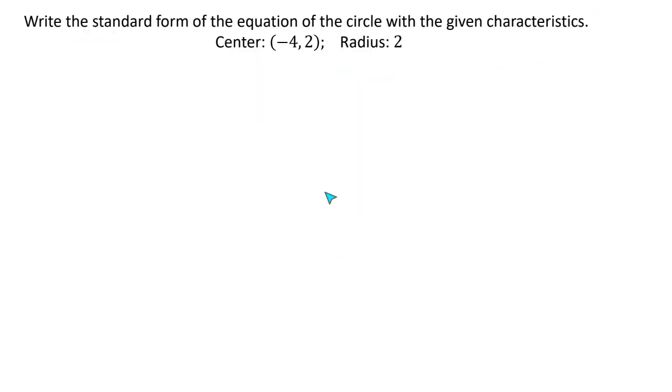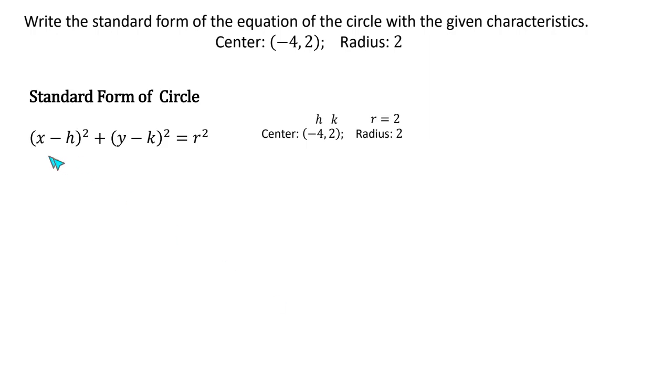Now in section, I think it was 1.2 or 1.3, it's asking us to write the standard form of the equation of a circle given these characteristics. The center, they tell us, is -4 and 2, and the radius is 2. So I always like to start by writing the standard form of a circle. This is your equation: x minus h squared plus y minus k squared equals r squared. Recall that h and k represent your center, and r is representing your radius.